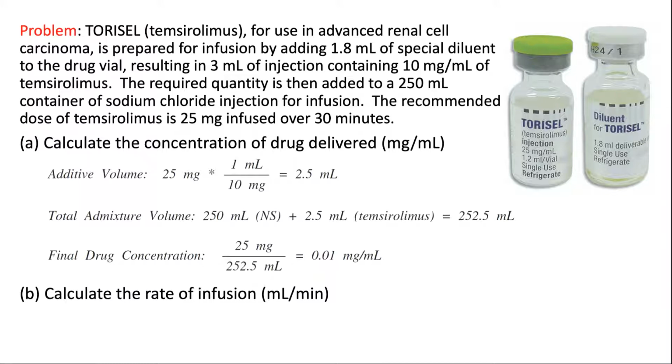The last part of the last sentence in the question said to give the 25 milligrams infused over 30 minutes. So all we have to do to get milliliters per minute is to take my total volume in milliliters, the 252.5 milliliters, and divide it by the 30 minutes they want us to infuse it over. And you do that math and you get a value of 8.4. And again, it would be 8.4 milliliters per minute. Means this bag would be infused within the 30-minute time period, which essentially answers this question.